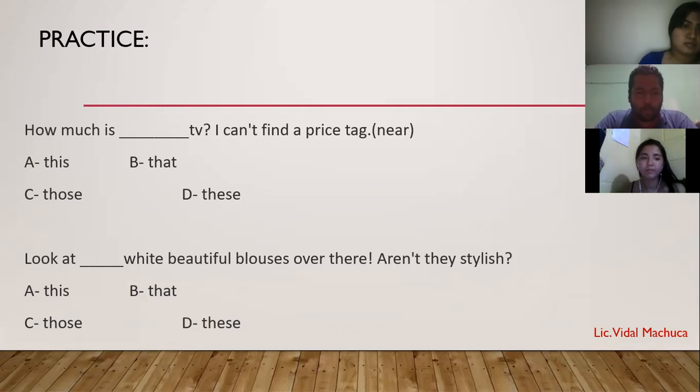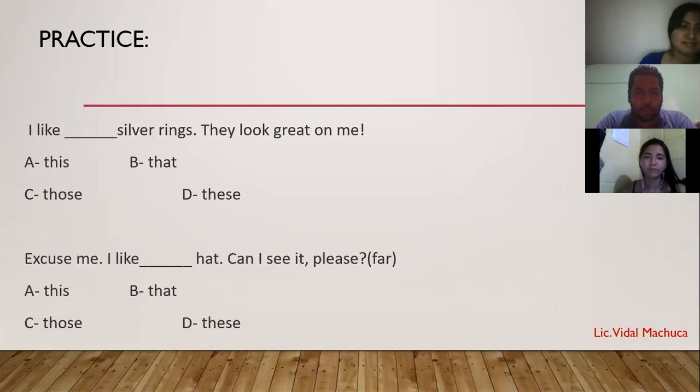Entonces, como está over there, yes, over there quiere decir que están allá, ¿verdad? Por eso dijo those. Y como son blouses, es plural. Very good, very good. Excellent job. ¿Todos bien, pueden ver eso todos? Sí, digo, la oración. Very good, excellent. Okay, vamos a ver.